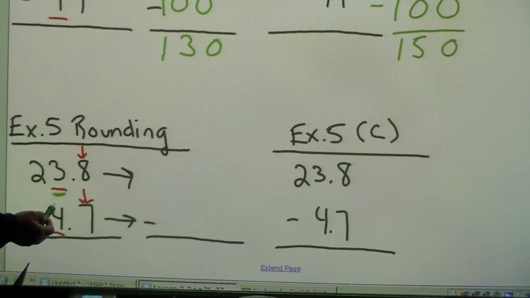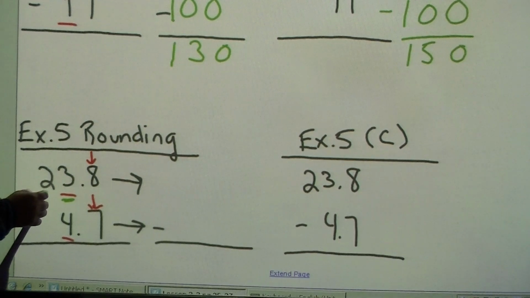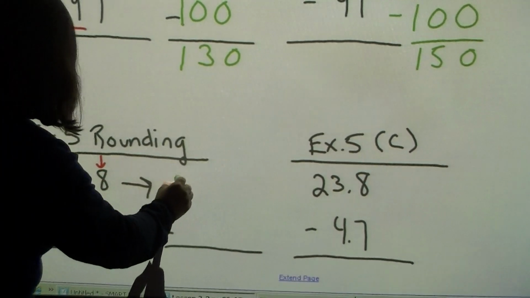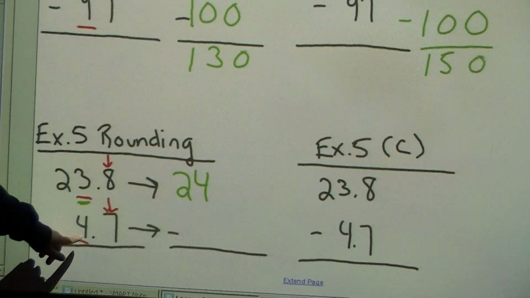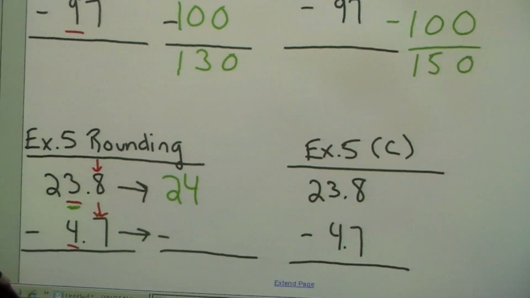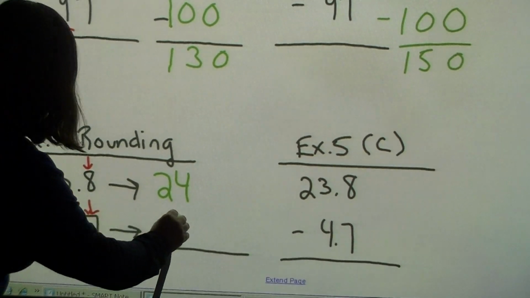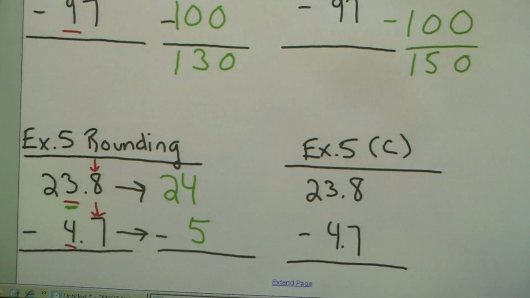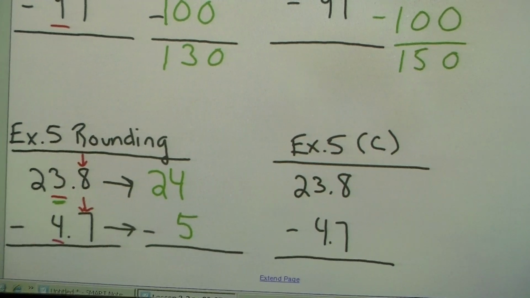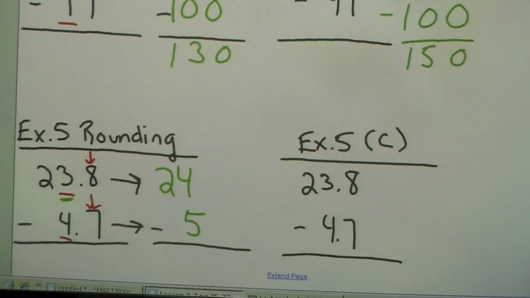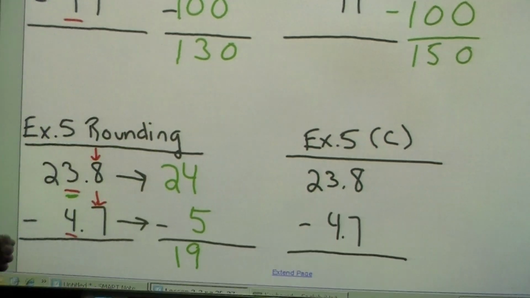8's going to tell me to round which way? Up. Good. So this 3 goes to a what? 4. And what happens to my 2? It stays the same. So 23 and 8/10 gets rounded to 24. Good job. Now 4 and 7/10. 7 tells me to round which way? Good. Up. And so 4 goes to a what? 5, and the 7 gets what? Dropped. Remember, for our decimals, we don't change to zeros like we did up here. The number just gets dropped. And what is then 24 take away 5? That is 19. Okay, good job.